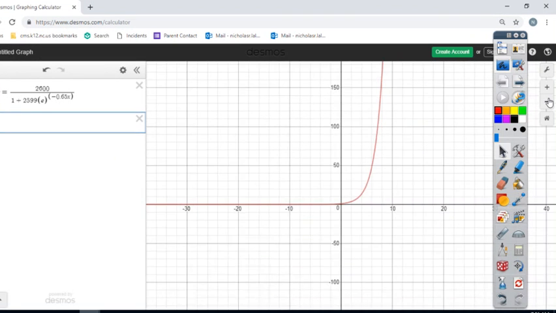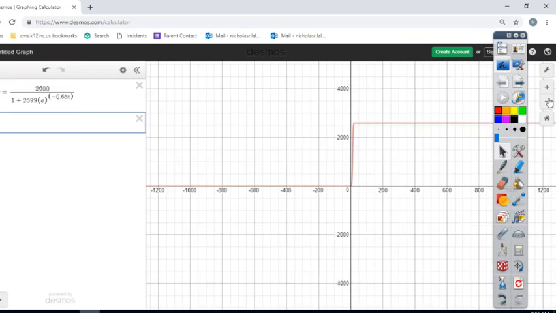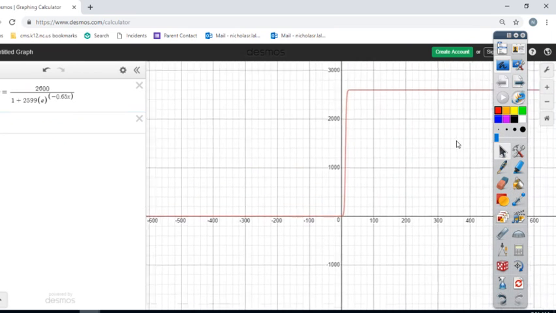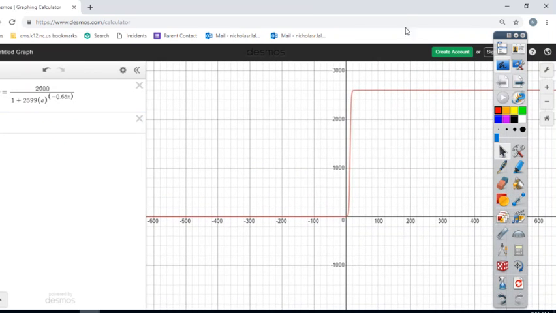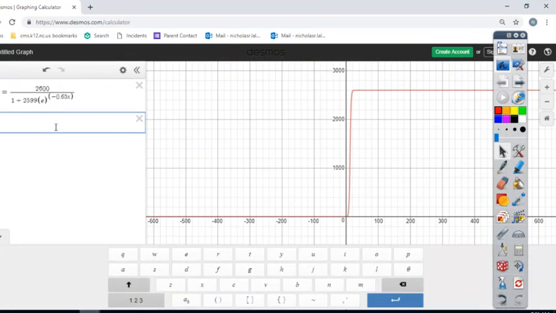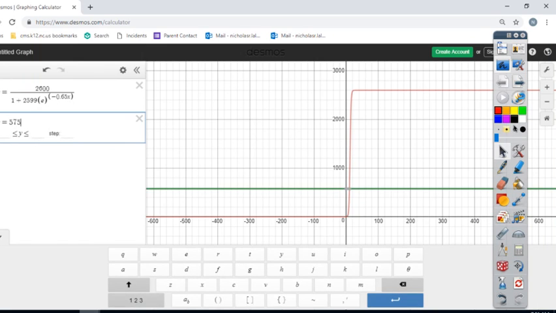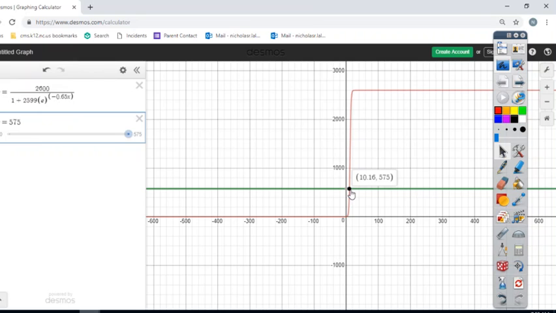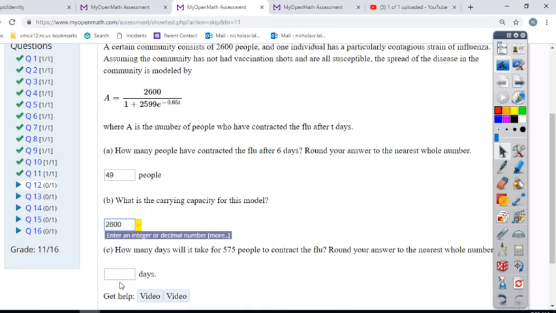Let's take a look. And we are going to look at the intersection between this and when y is equal to 575. So we have y equals 575. And we look for this intersection. And this intersection is at 10.16, 575. This should take approximately 10 days.